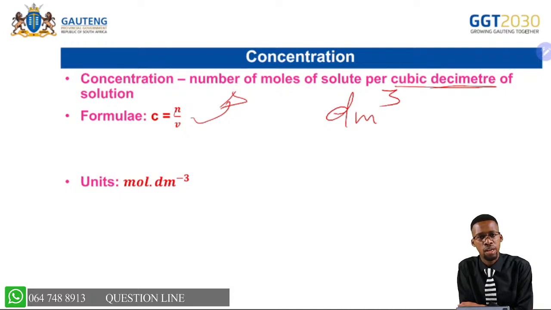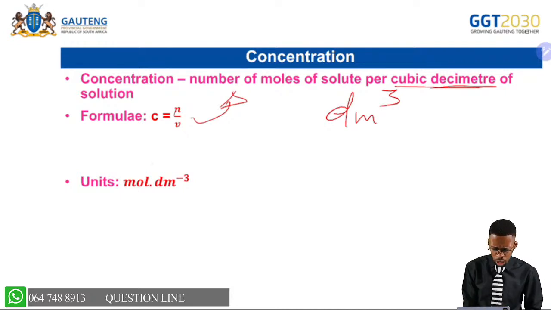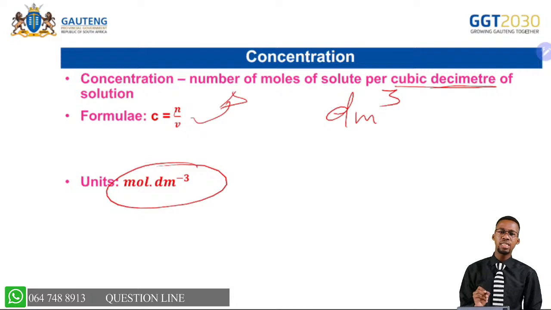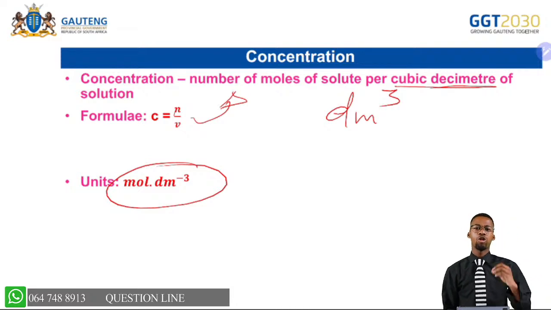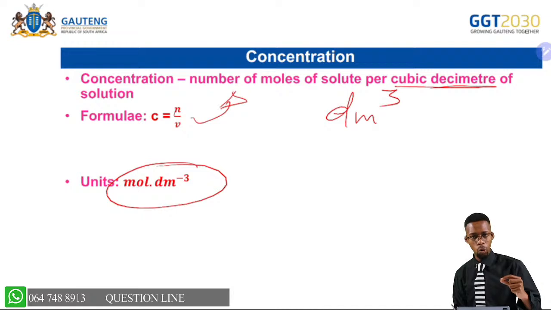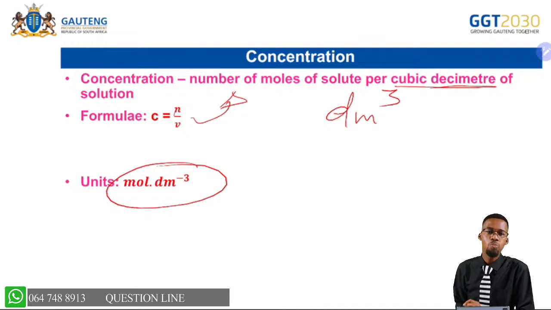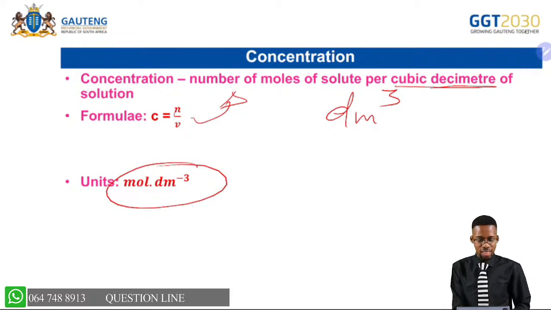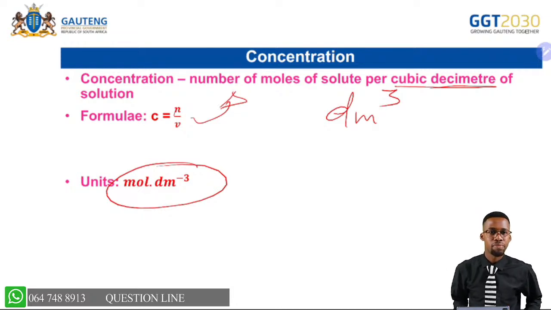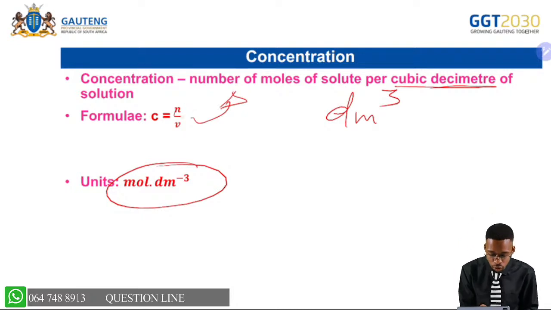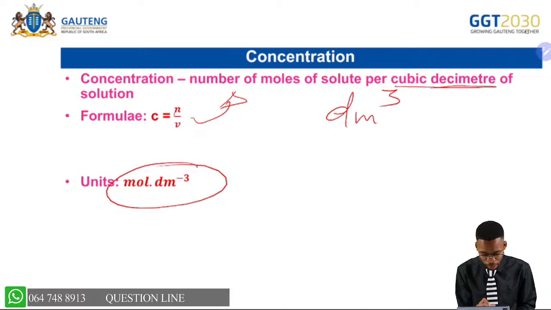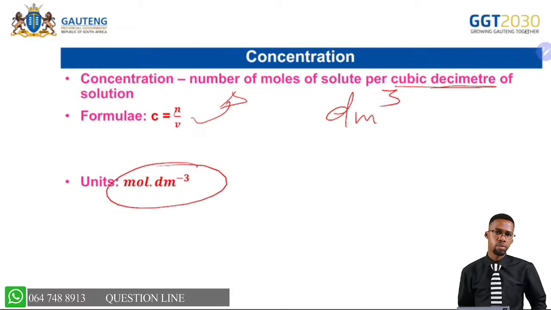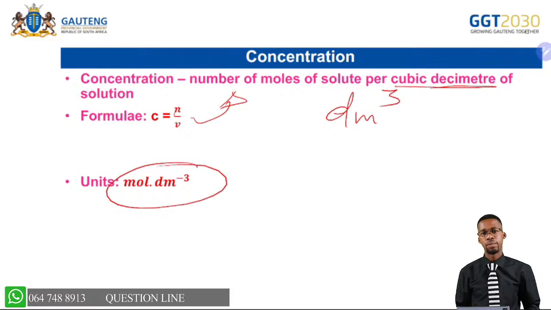I hope that we are winning. Let's move on. So this tells us about the units for concentration. The units for concentration are mole per decimeter cube. This dot means divide by decimeter cube. And where do we get this from? From the equation itself, because concentration is moles divided by volume. So these are the SI units for the concentration.